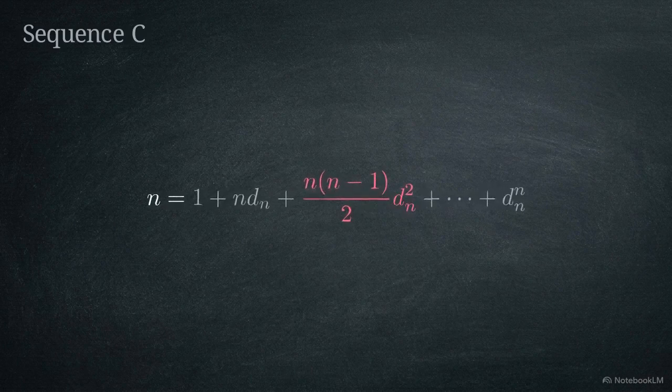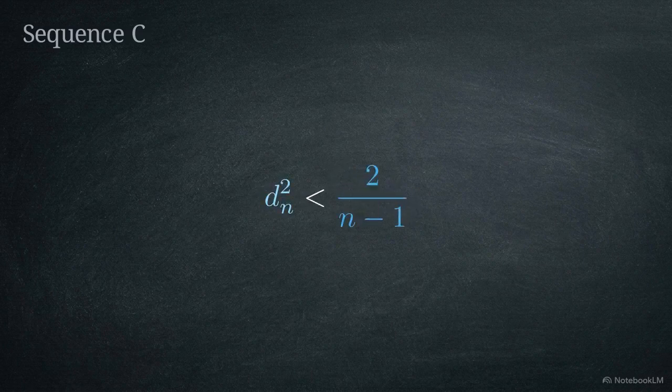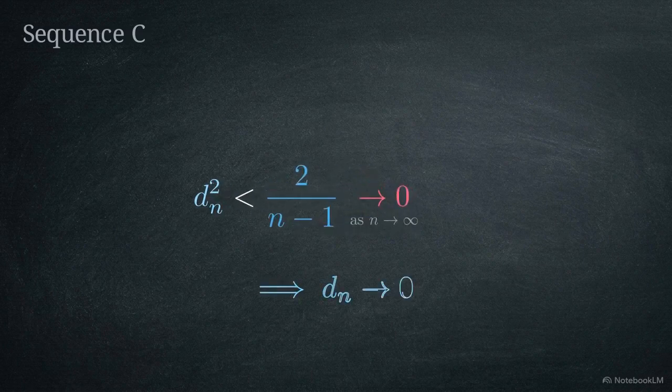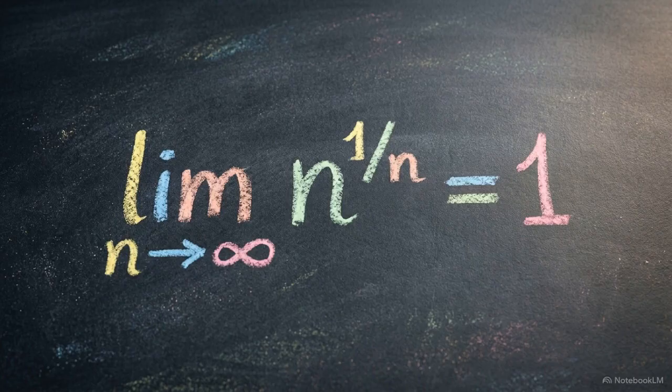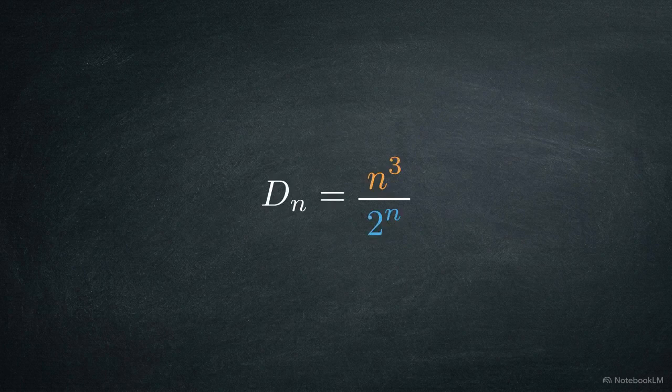We prove this by setting the sequence equal to 1 plus dn and applying the binomial theorem. By isolating the n squared term and dropping the rest, we create a mathematical trap for the variable dn. Isolating this specific term is a deliberate method used to force dn to 0, providing the rigorous proof that the limit is indeed 1. Sequence D compares a polynomial numerator to an exponential denominator.